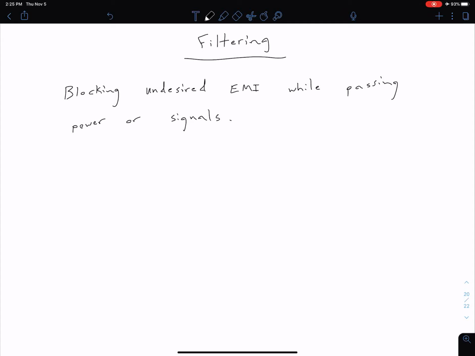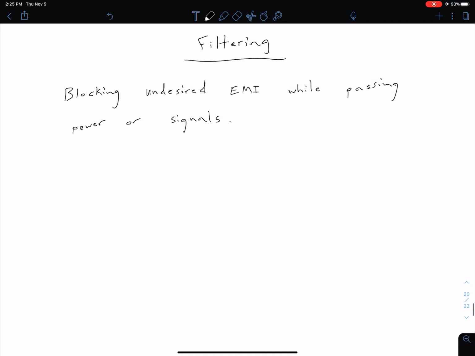Let's take a closer look at filtering. As we described in the previous video, filtering is the same thing that you've seen in previous classes, where we're blocking some undesired signal, in this case corresponding to our electromagnetic interference, while still passing our power or our signal that we want to be going through. There are a couple of different reasons that our design for these filters can be difficult.